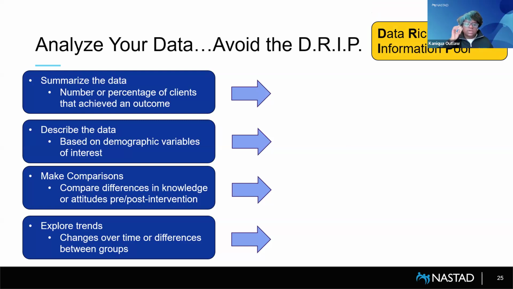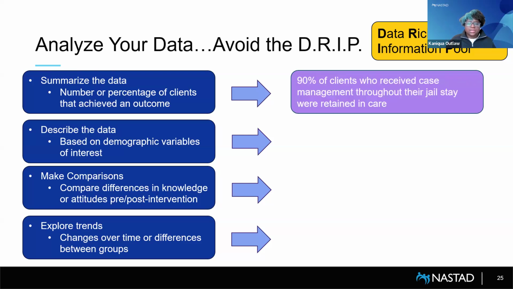Now, there are some ways that you might approach analyzing your evaluation data. The first of which is summarizing your data. For example, you might have a program that's utilizing case managers for people that are justice involved or in jails. So you could assess the number or percentage of justice involved clients who are retained in care after release. You might see, for instance, 90% of those clients who got case management throughout their jail stay were retained in care upon release.